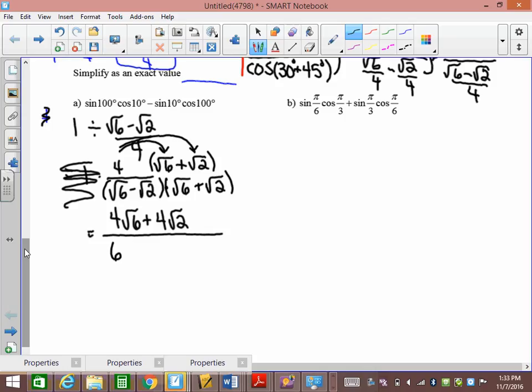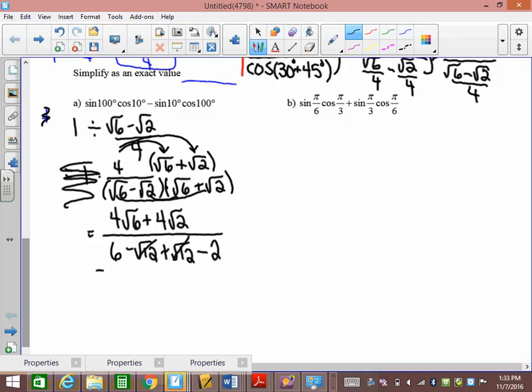Now, these middle terms should go away. If the middle terms don't go away, you did not multiply by the conjugate. You multiply by the same thing, same sign. Okay? So we're going to go negative root 2 times root 6, which is negative root 12. Positive root 6 times root 2, which is positive root 12. And then negative times a positive is a negative. What's root 2 times root 2? 2. And these babies cancel.